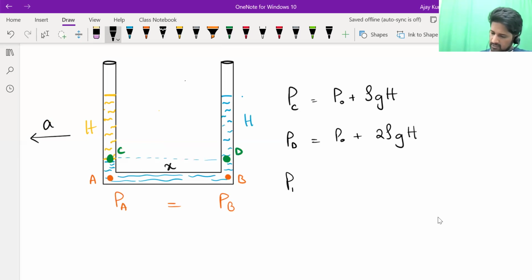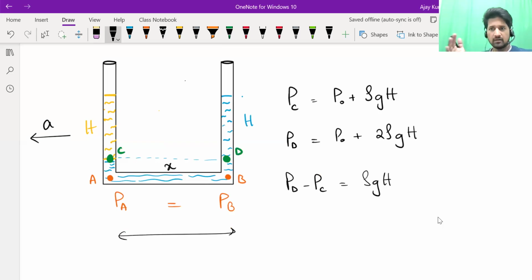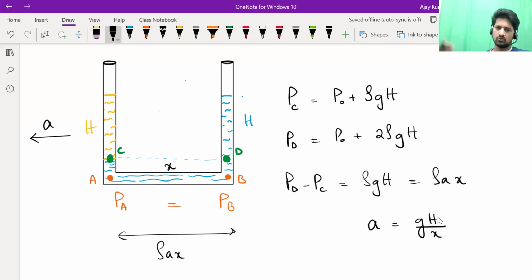This way, if you see, pressure at D minus pressure at C becomes 2 rho g h minus rho g h, that is rho g h. But horizontally, the pressure difference between 2 points which are at the same horizontal level is rho a into horizontal distance between them. So equate this to rho a x. That's all. a becomes g h by x. If the container is given that much acceleration, the overall level will be equal in both the arms. Is this clear to both of you?